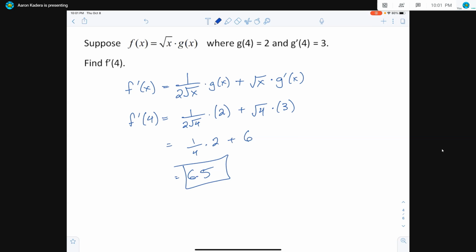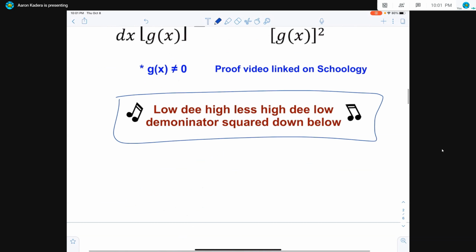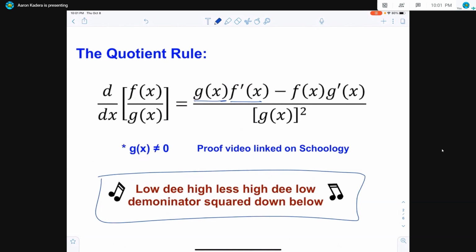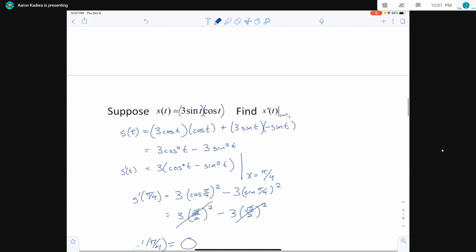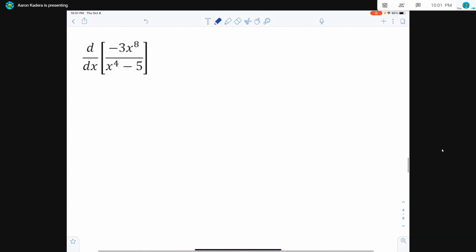Let's move on to the next one. Look at that. We've got a quotient finally. All right. So the quotient rule. We haven't seen that one in a while. So let's just refresh ourselves. Here's the quotient rule. Low d high less high d low. Denominator squared down below. Okay. Let's give that a shot. We've got a simple polynomial here. We should be okay just to go ahead and get it done.